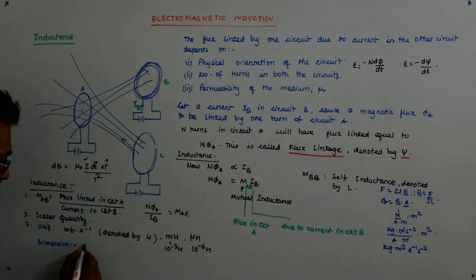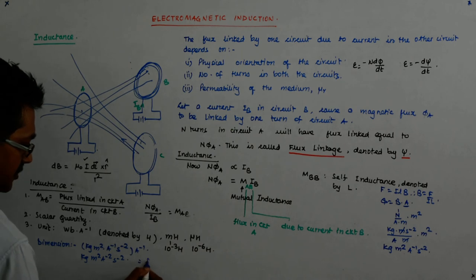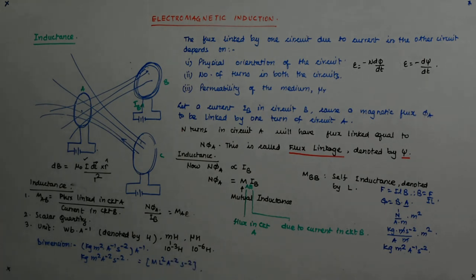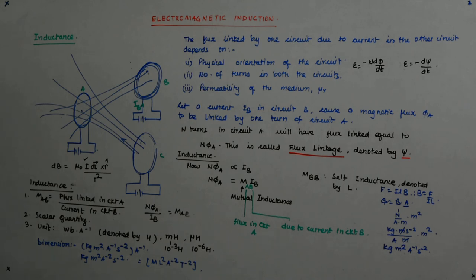So dimension becomes kg meter square per ampere per second square into per ampere. So that becomes kg meter square ampere to the power minus 2 s to the power minus 2, which is M L square A to the power minus 2 T to the power minus 2. It is not S, we use T. That is the dimension of the inductance, right? Be aware, we will be dealing with smaller quantities like millihenry, microhenry, okay?